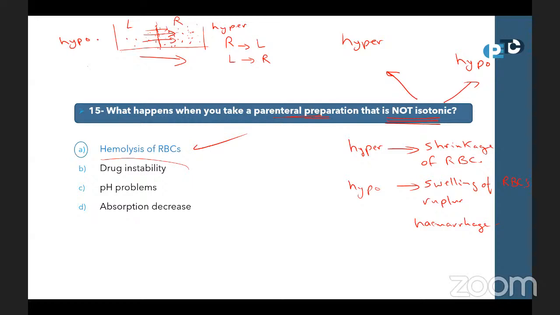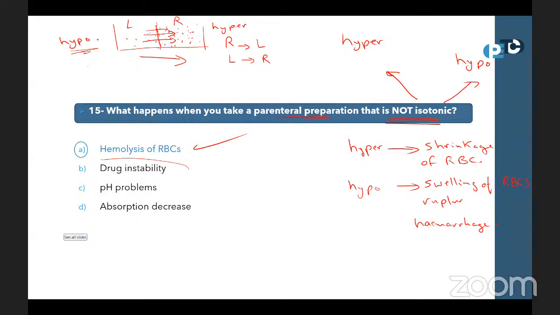Okay, so when we compare the left to the right, the left is hypotonic in comparison to the right, while the right is hypertonic in comparison to the left. Okay, is this your question? Yes, sir, it's correct. I got it. Thank you.